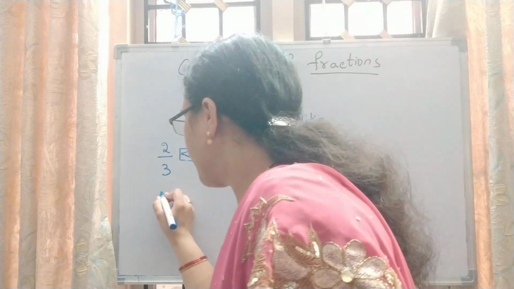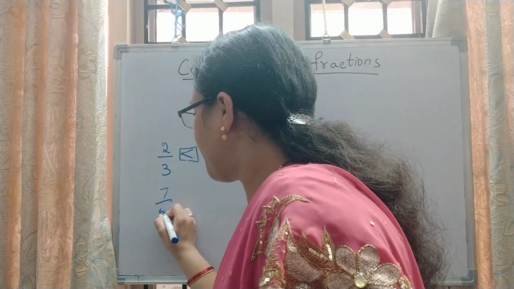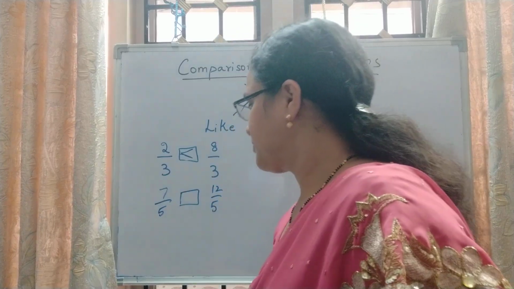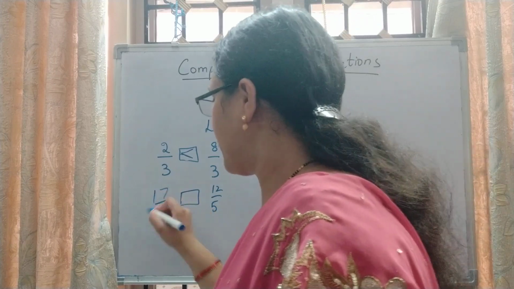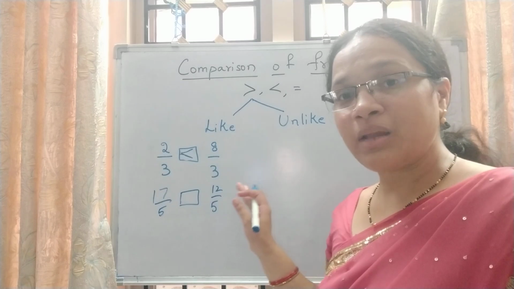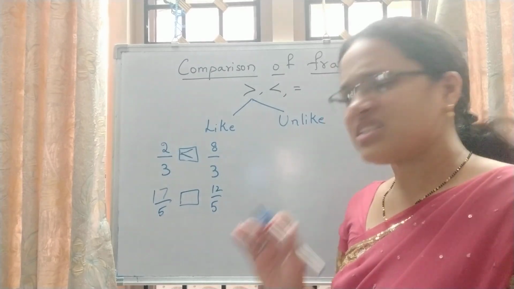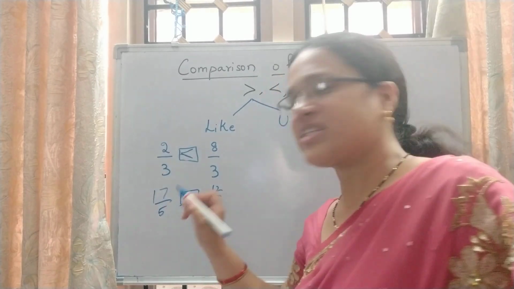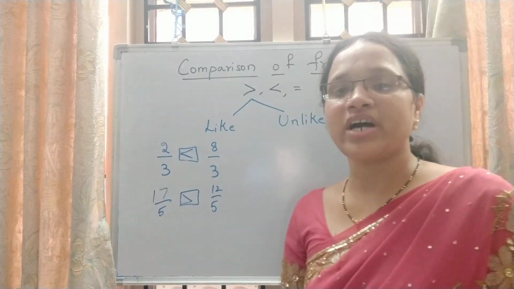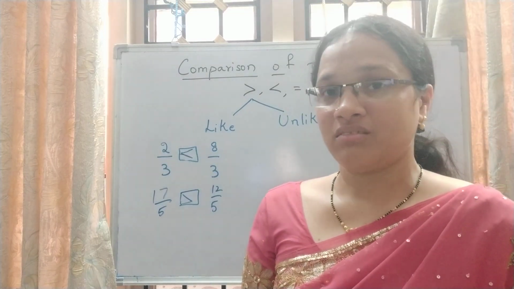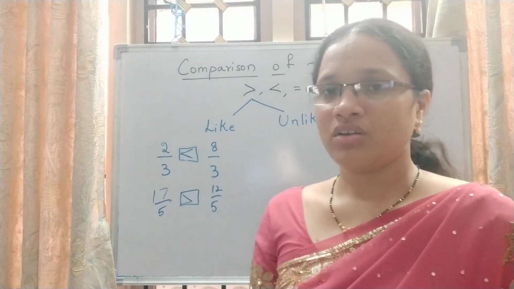Suppose you take another example: 17 by 5 and 12 by 5. Now which is the greater number here? 17. Simply, just open the mouth towards the greater number. That gives you the answer, but you have to learn to read the answer too. Yes or no?